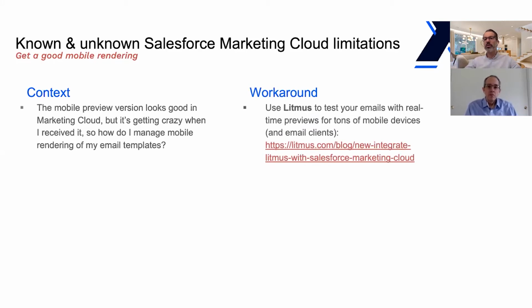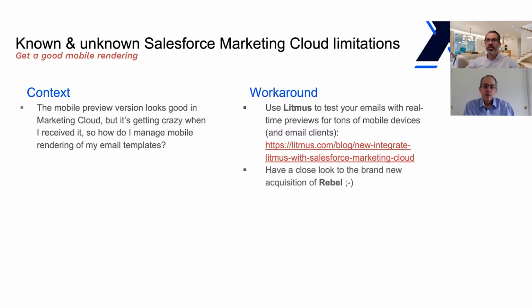So as a workaround, I found that during my test send, when I send the test of my campaign, I use Litmus. And with Litmus, you can have tons of previews. You can select what kind of mobile phones you would like to have, what kind of email client you would like to see the rendering on. So it's super useful, super easy also to use. And obviously, it's integrated with Marketing Cloud. So you can have a look at that. It will save tons of time for you.